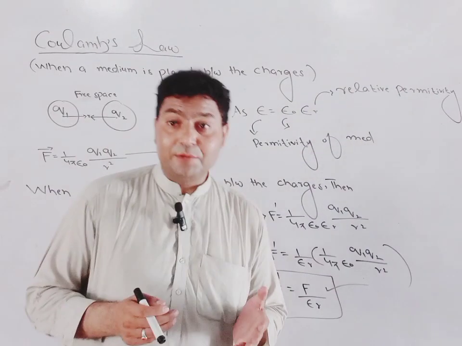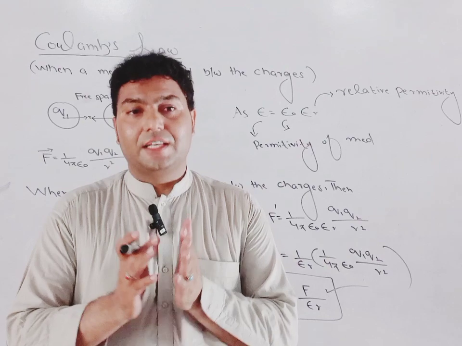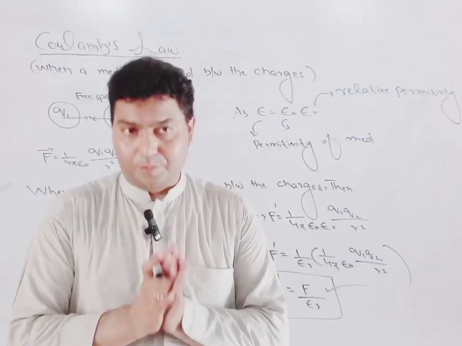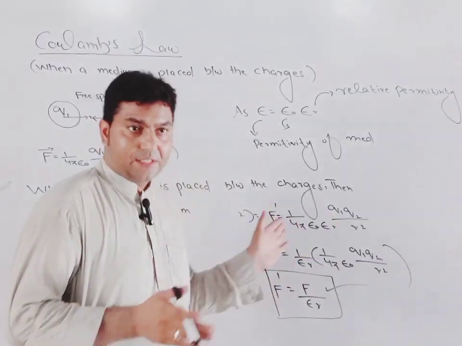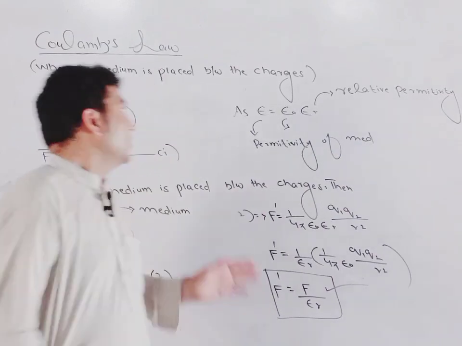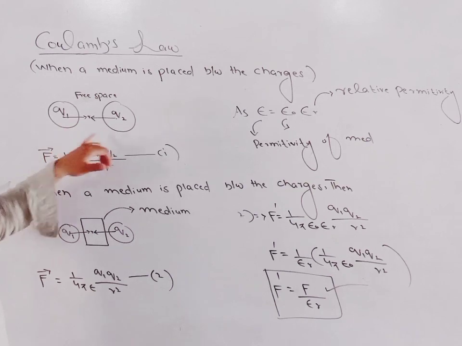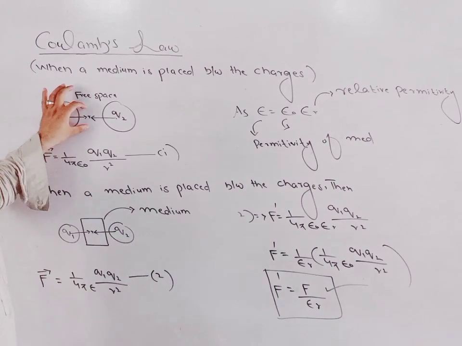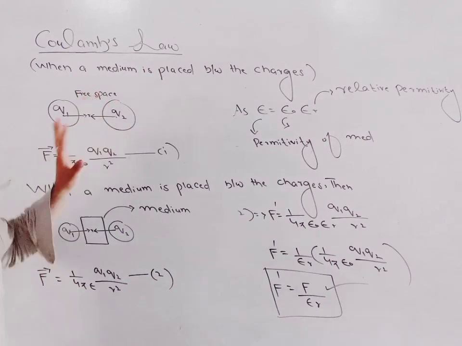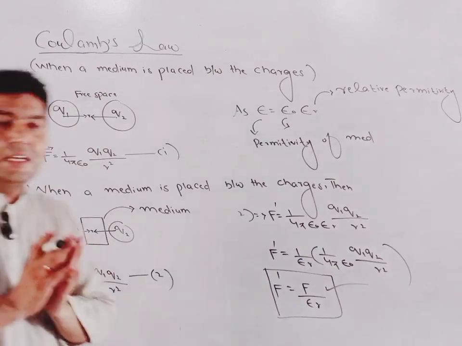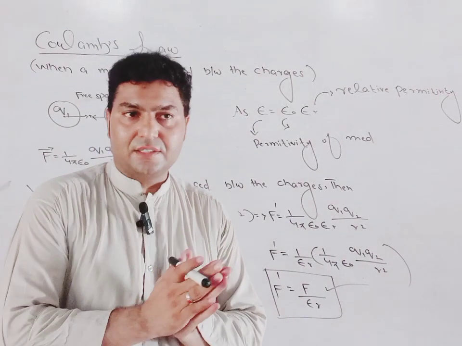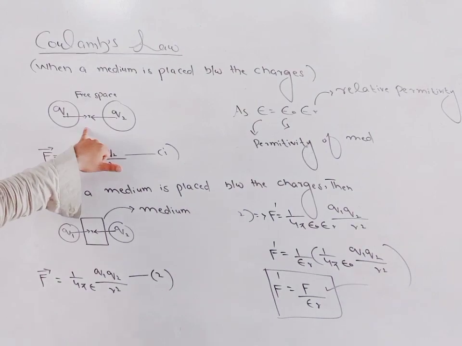Now let us derive Coulomb's law in case of a material medium. So let us start the derivation. Let we have two point charges, say Q1 and Q2, and there is free space between them, and they are separated by a small distance, say R.